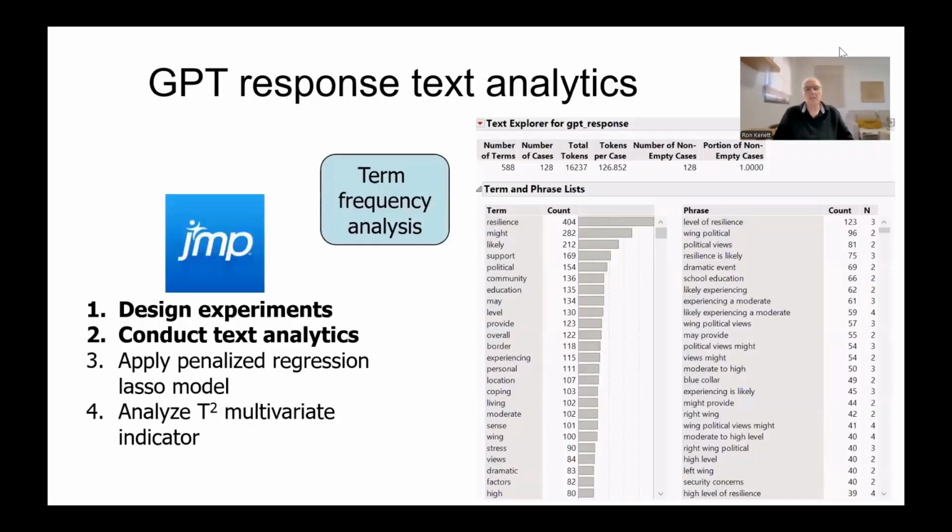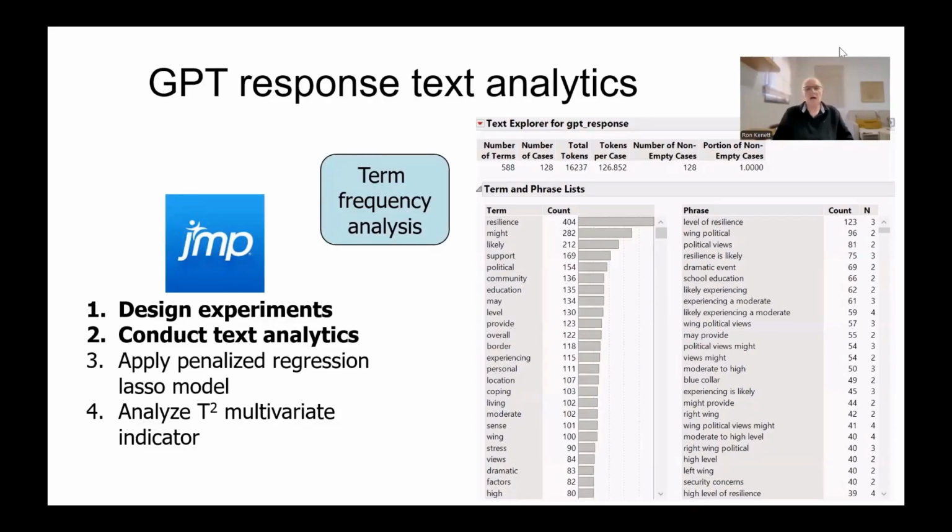And now this set of responses was fed into the text explorer. This is the term frequency analysis that you get from the text explorer. 128 listings, 588 different terms, which means words. Resilience was the most common one in the responses that we got from the LLM, 404 times. Political was 154 times, education 135 times.